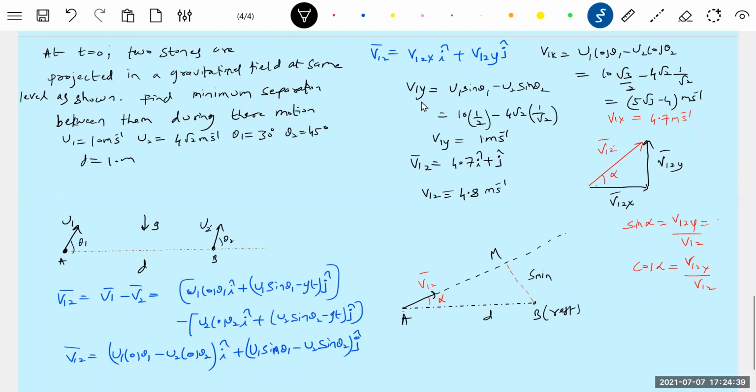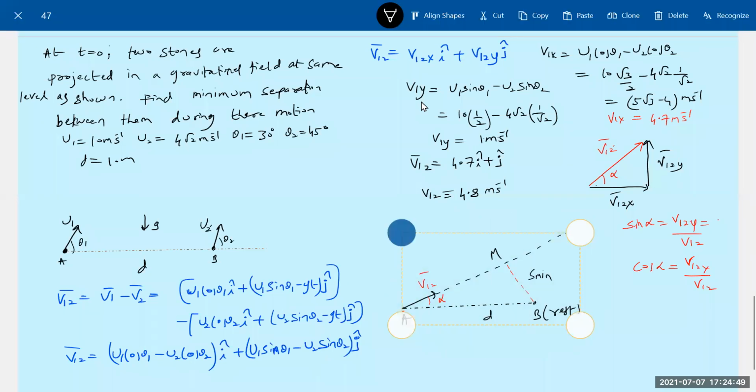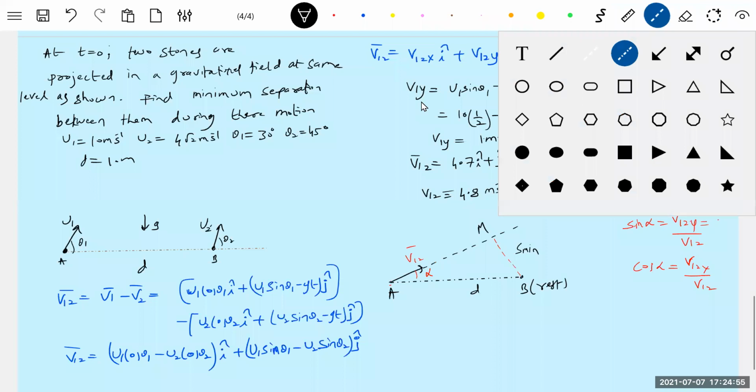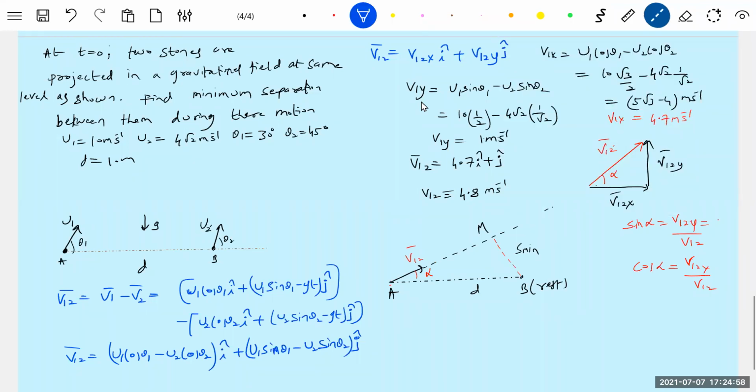So what is that minimum separation? I want S minimum. So sine alpha, looking at this triangle here. What is that dotted black color line? I think there's some special priority. What is this line? What should you call that line? Path of stone 1 with respect to 2.